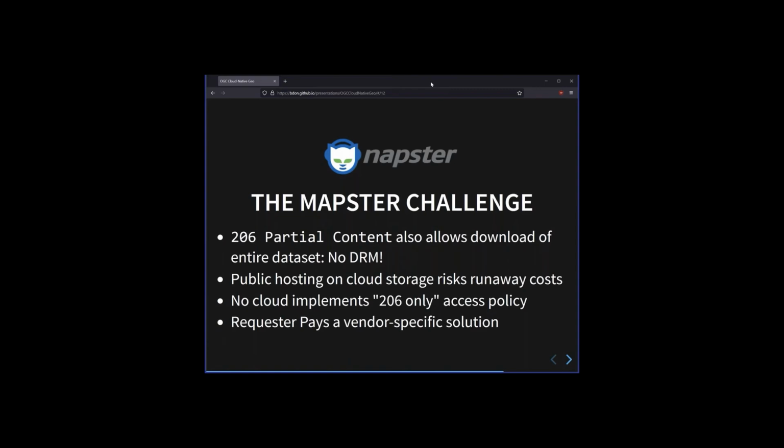It's almost like Napster for maps. You can just download these data sets with no DRM. And that risks runaway costs. If you're paying per gigabyte of egress, then anyone can just download the entire data set. It might cost $1 per user, but that adds up pretty quickly. There's no way to limit on these storage providers, only 206 range requests. And I think requester pays is a good solution, but right now that's very vendor specific.